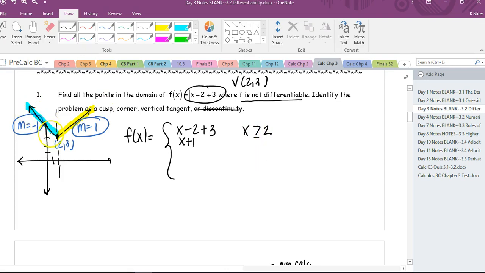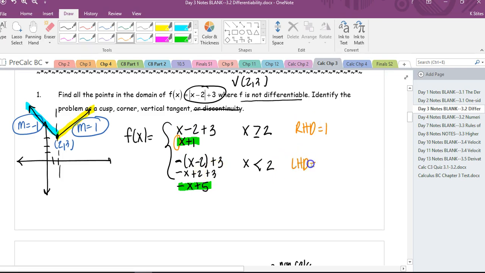And then your negative slope, your blue line, would be negative x minus 2 plus 3, so that would be negative x plus 5, where x is less than 2. All right, so again, you can tell from this right away, oh, these two are linear. So your right-hand derivative is going to be a 1, and your left-hand derivative is going to be a -1.